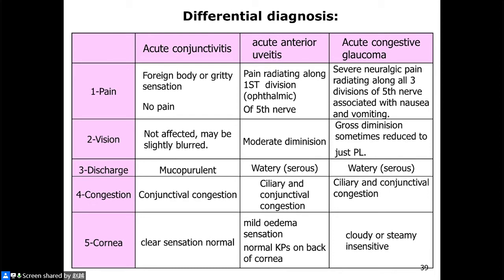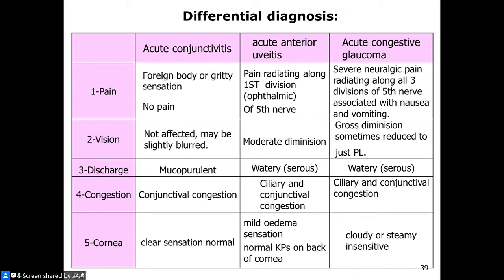2. Vision. Conjunctivitis, not affected, may be slightly blurred. Anterior uveitis, moderate diminution. Congestive glaucoma, gross diminution, sometimes reduced to just perception of light. 3. Discharge. Conjunctivitis, mucopurulent. Acute anterior uveitis, watery, serous. Congestive glaucoma, watery, serous.